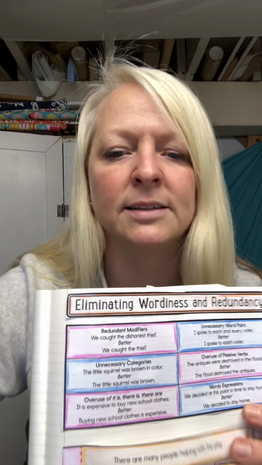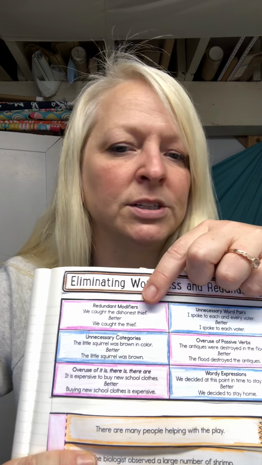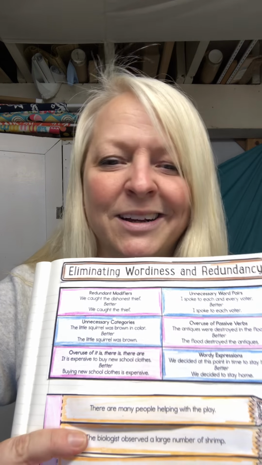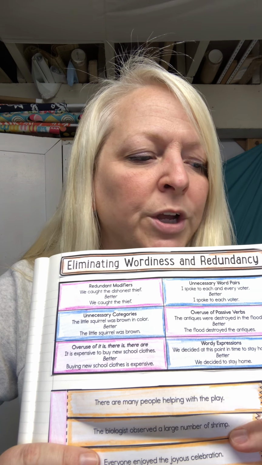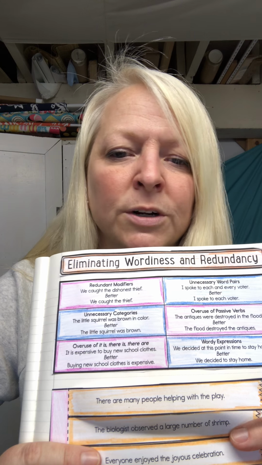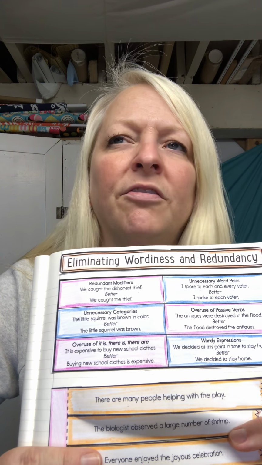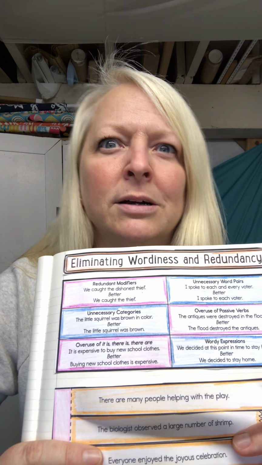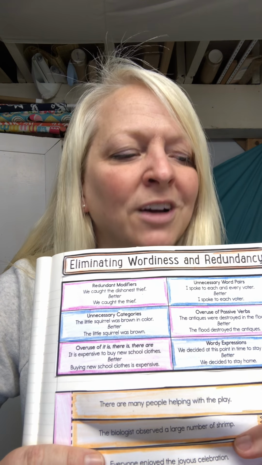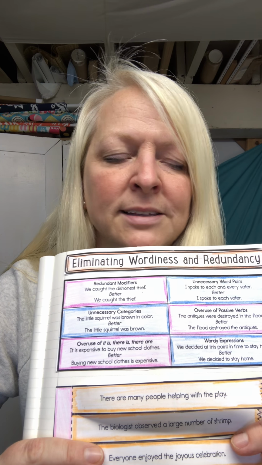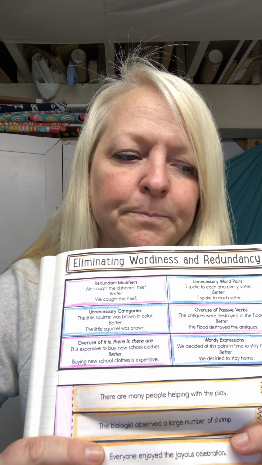What I like about this graphic organizer is that it gives you 6 examples of wordiness and redundancy. And so I'd like to go through those with you. So please follow along just as I read these on these pages here. So up here first, we're talking about redundant modifiers. We caught the dishonest thief. The word dishonest explains the word thief, but you really have to think about it that there aren't honest thieves out there. So by saying dishonest and thief, you're being redundant. So it would be much easier if you just revise that sentence to say, we caught the thief.